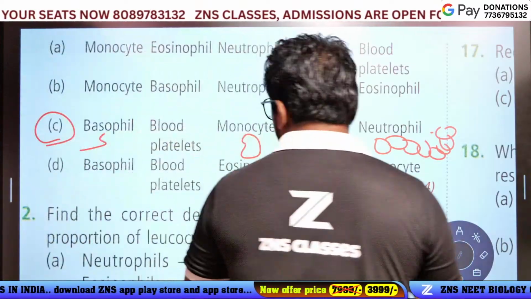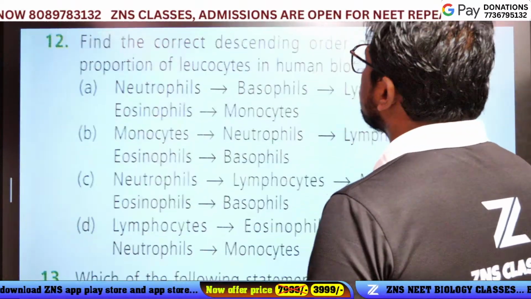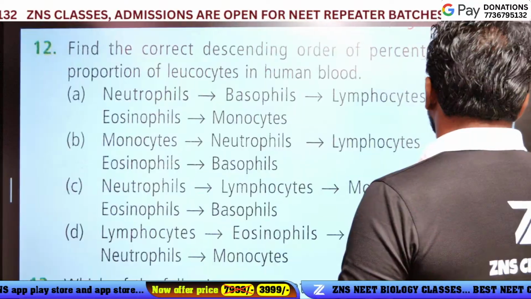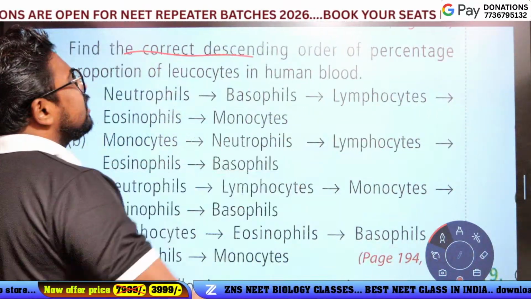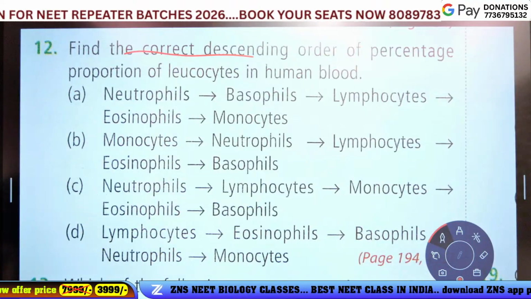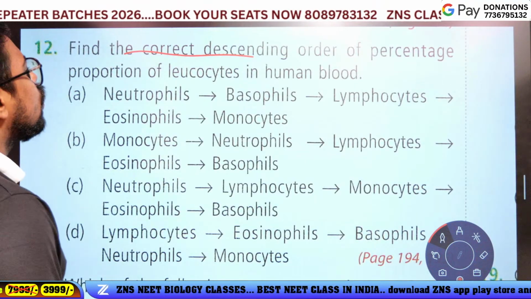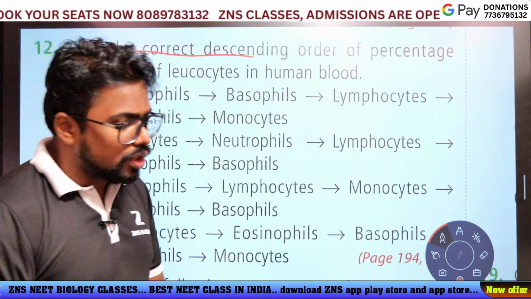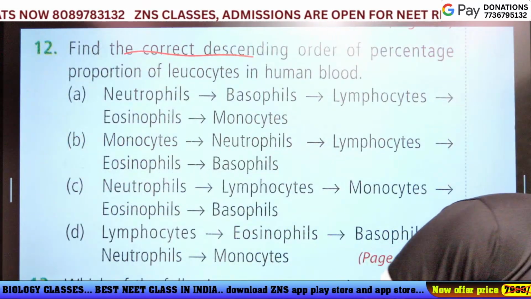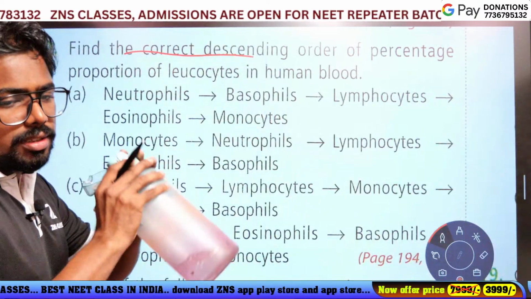Okay, next question. Find the correct descending order of percentage proportion of leukocytes in human blood. Good question, super question. Come on, which is the answer?